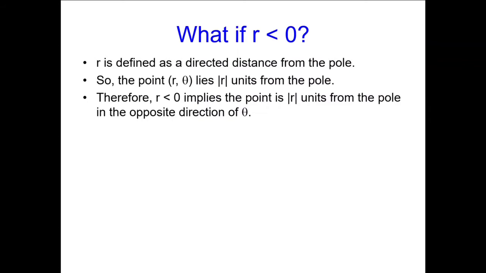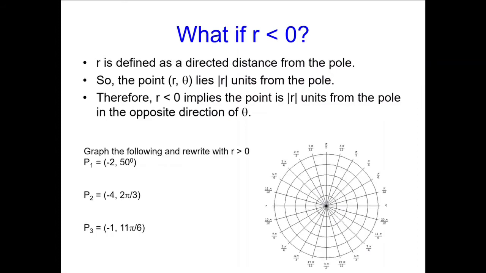Well, r is a distance, and so it's the distance from the pole. So truthfully, the point (r, theta) lies the absolute value of r units from the pole. So if r is negative, it just implies that we're going in the opposite direction. So instead of going 45 degrees into quadrant 1, we'll go over into quadrant 3, that equivalent angle.